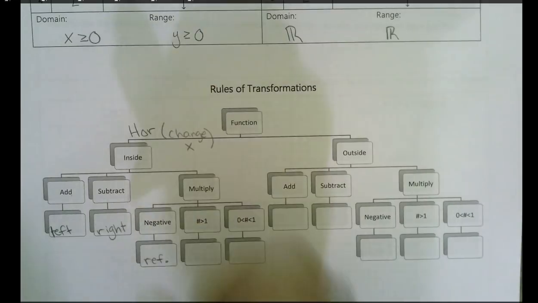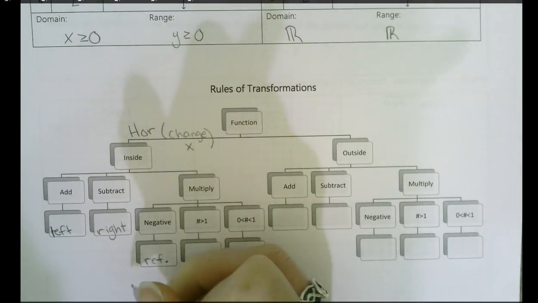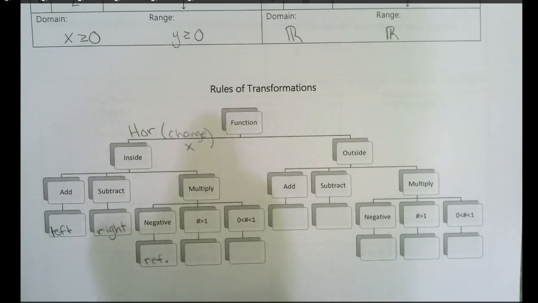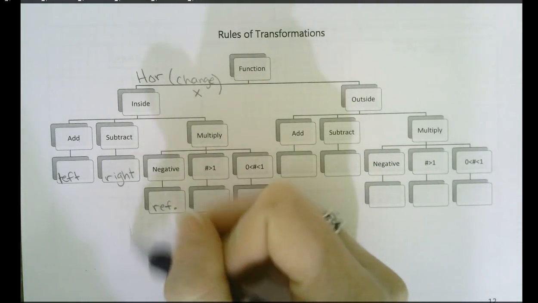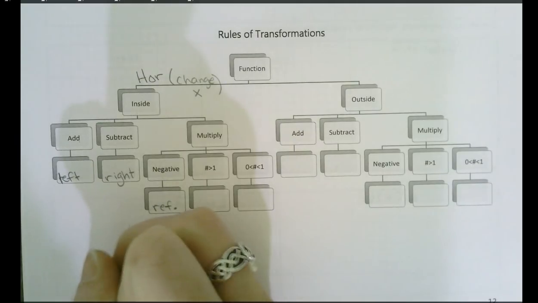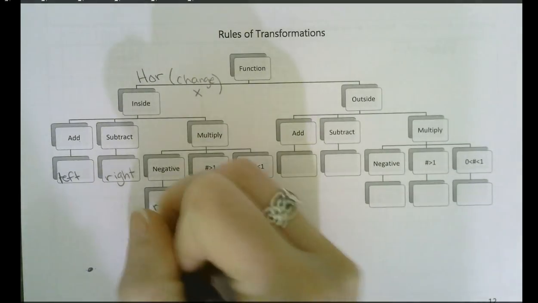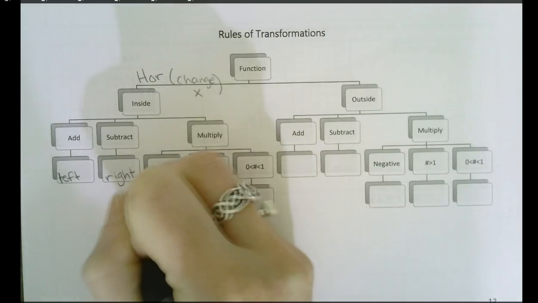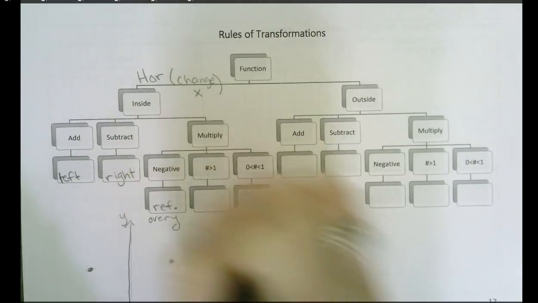But if I want to change my x values, so I have some random point here, and I want to switch it so I have a different x value now, I would need to reflect over something that was vertical. So we reflect over the y-axis. So reflect over y.